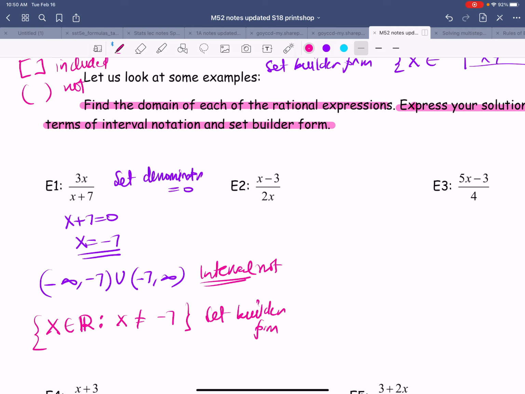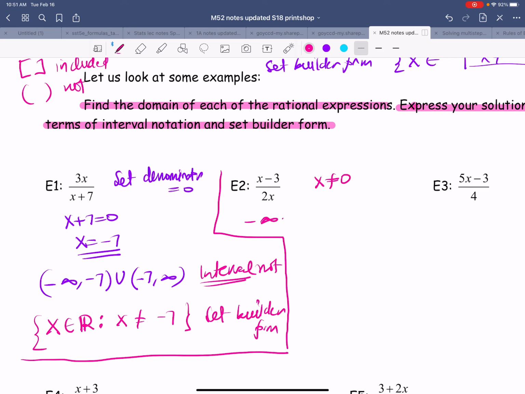Okay, let's look at example number 2, and I'm going to be sticking with interval notation for the most part. When you're thinking about the domain, it doesn't have anything to do with the numerator. You don't even need to look at the numerator. Only look at the denominator and think about what values of x can make your denominator 0. So here it looks like if my x becomes 0, then I'm in trouble, because 2 times 0 will be 0 and I will be dividing by 0. So x cannot equal 0. That's my illegal value.